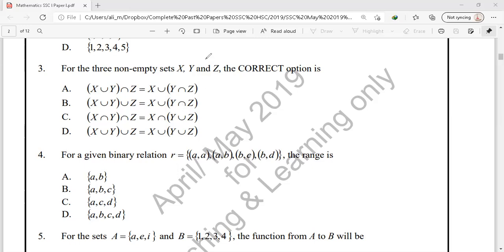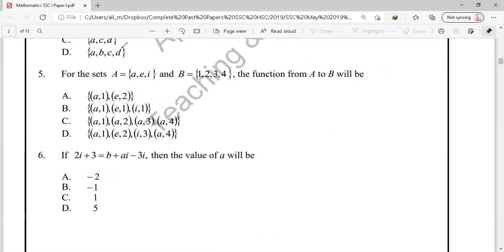Let's come to the next question, that is question number 5. In question number 5, we have to identify a function from set A to set B. So as we know, the definition of a function is such that the domain of that function should be equal to A, and domain elements must not be repeated.